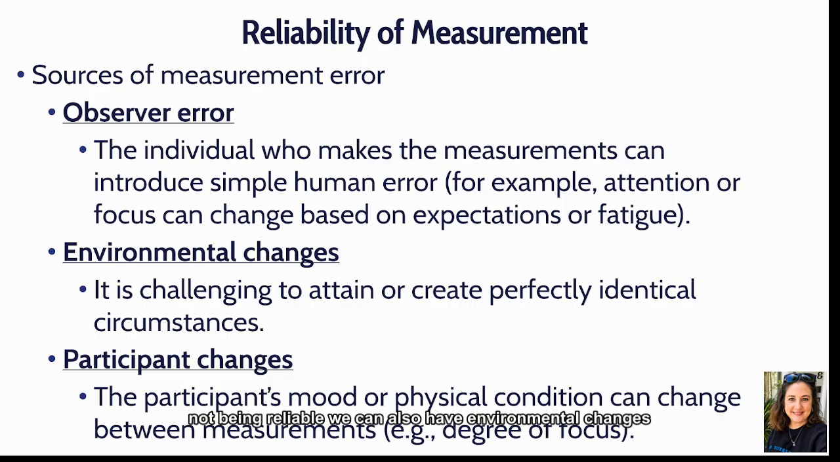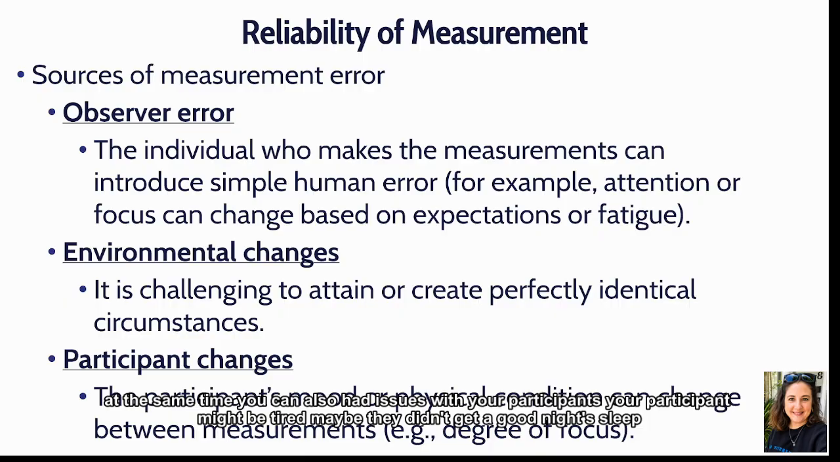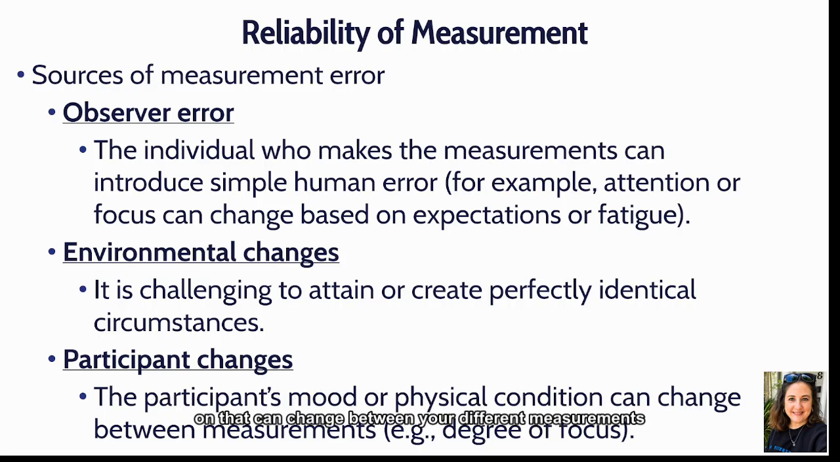We can also have environmental changes. It's sometimes challenging to have the same identical circumstances in every situation during an experiment. Earlier we talked about tests and giving a test while somebody was mowing the yard outside, or if the AC breaks. Those are both examples of environmental changes that were extraneous variables, but they definitely can affect the reliability of your measurement. At the same time, you can also have issues with your participants. Your participant might be tired. Maybe they didn't get a good night's sleep. That can change between your different measurements.